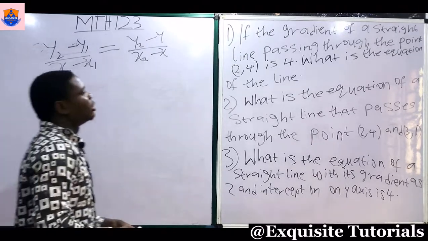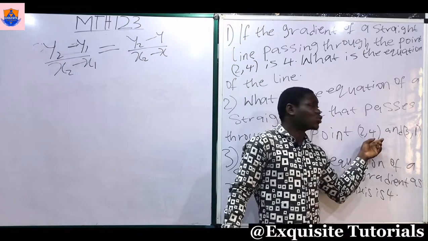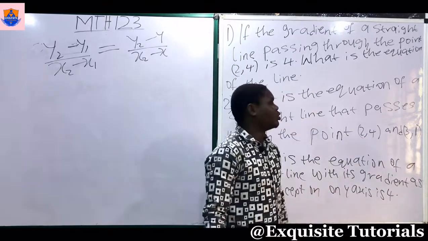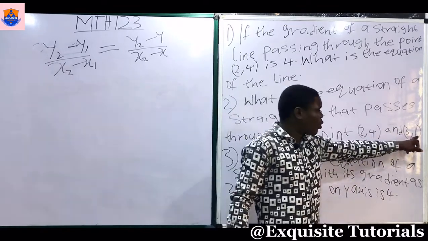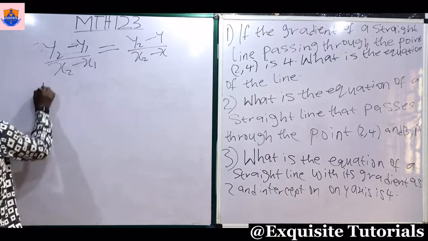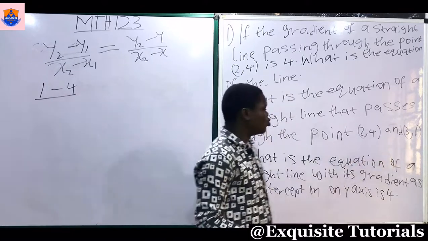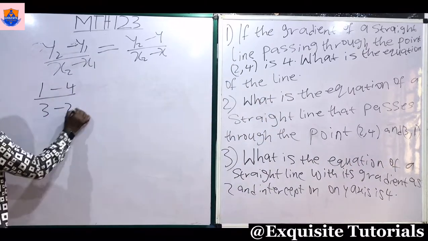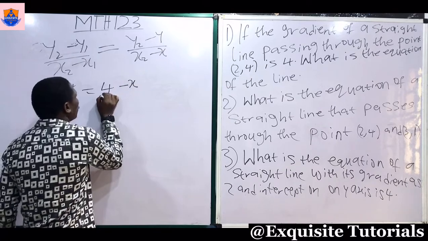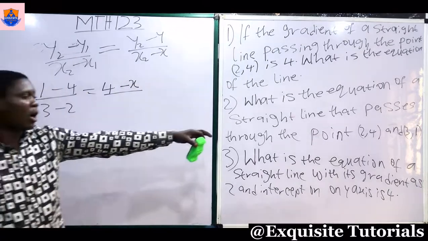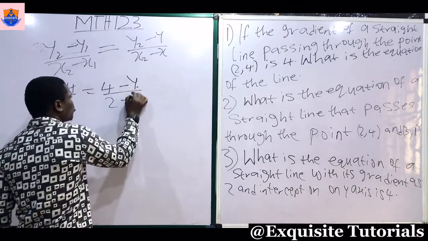So let's do that. Since we are looking for the equation of a straight line, I can take this as y2 or take it as y1, whichever way I'll get the answer I'm looking for. So let's take this as y2 and take this as y1. So we have 1 minus 4 over 3 minus 2 is equals to our y2, which is 4 minus y, all over our x2, which is 2 minus x.